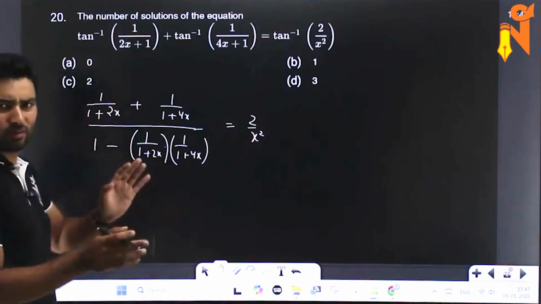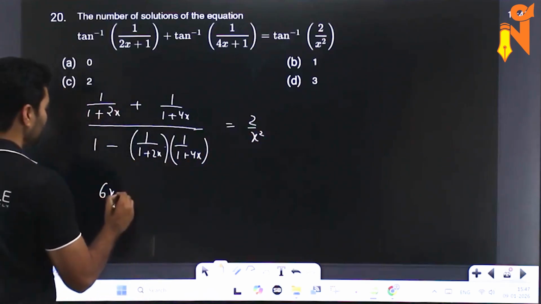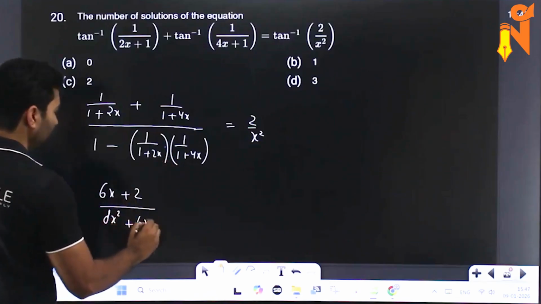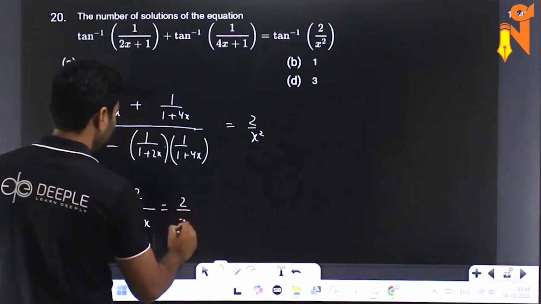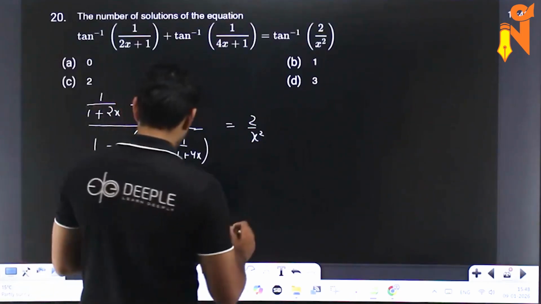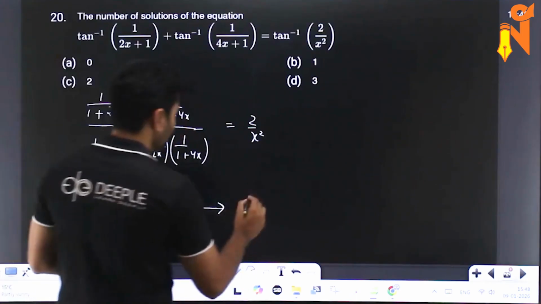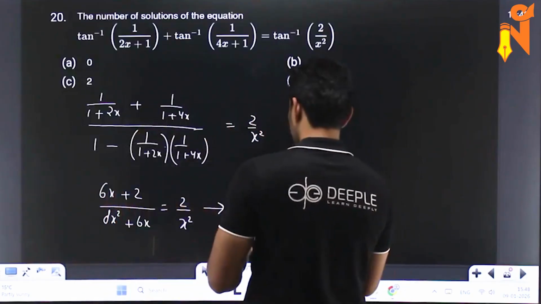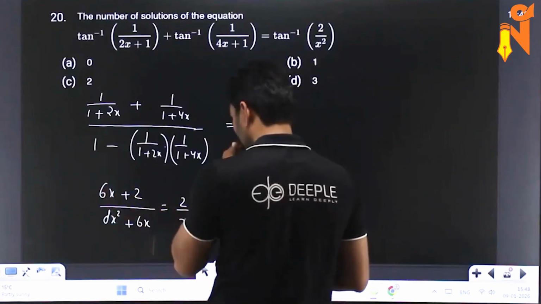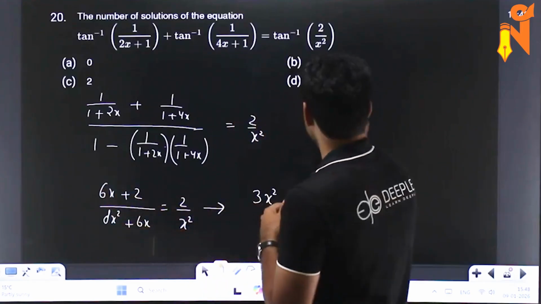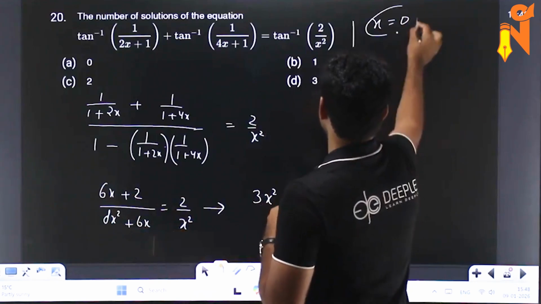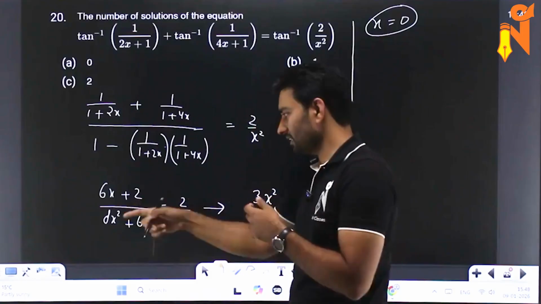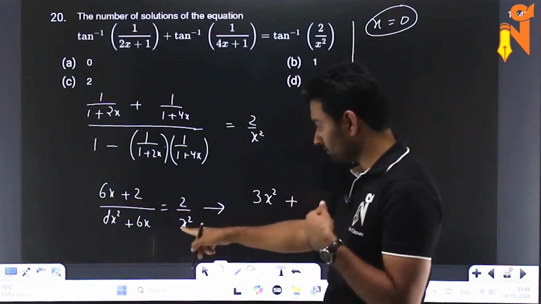Next, this is here. Now take LCM and do everything. So here you will get 6x plus 2 upon 8x square plus 6x, 1 will get cancelled, equal to 2 by x square. So from here you can say that 2 is also cutting here. So 3x plus 1, 3x square plus 3x plus 1 into x, because x is also cancelling here. So from here x equal to 0 is possible, we will check later whether this is correct or not. Yes, x equal to 0 is possible, because of cutting here. After cutting, x will go there, 3x.